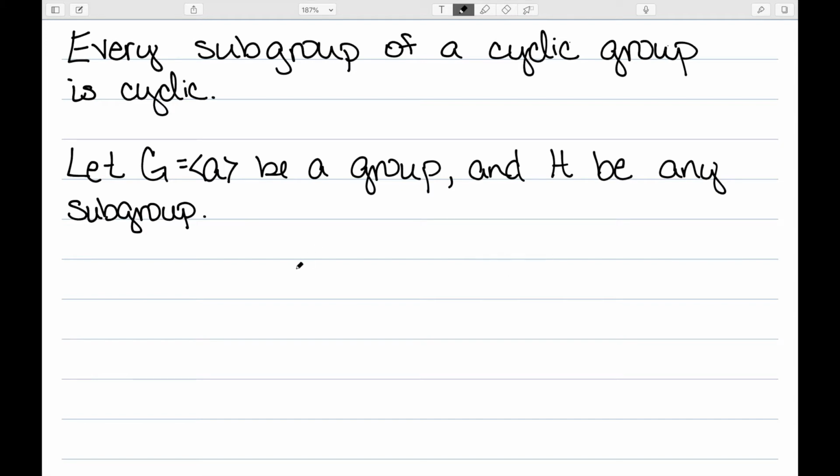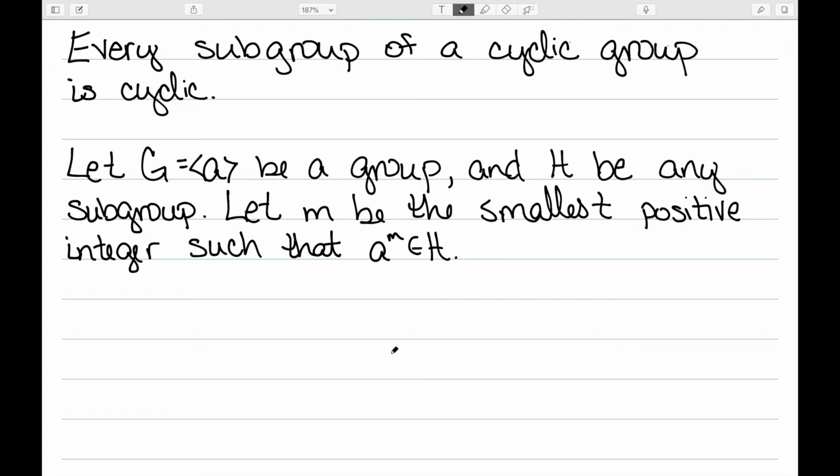Since H is a subgroup of G, we know that every element of H is some power of a. So the generator we're searching for is one of the powers of a. So the question is, which one of these powers is it going to be? We might naturally think that it's going to be the lowest one, the lowest positive power. But how do we go about proving that?